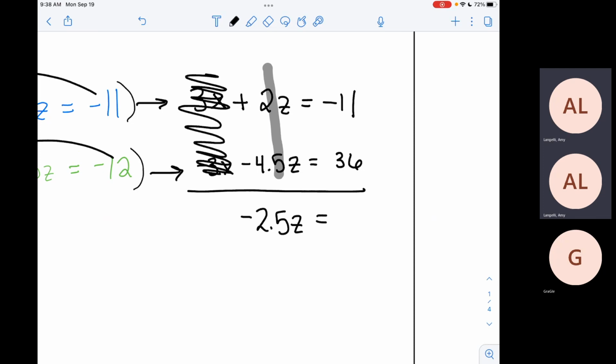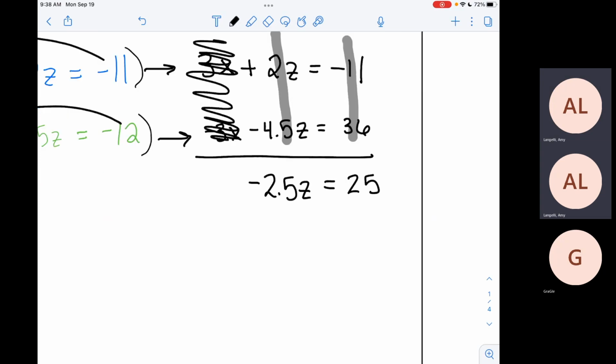Can anybody back one of us up? Okay. And then what do those make? 25. Okay, oh, I think we did it. I think we did it. How do we solve for z? By what? Yes.